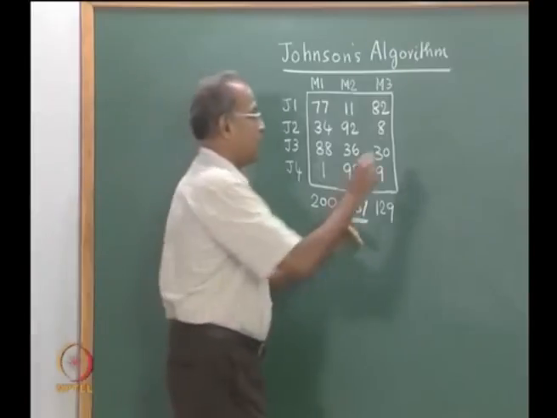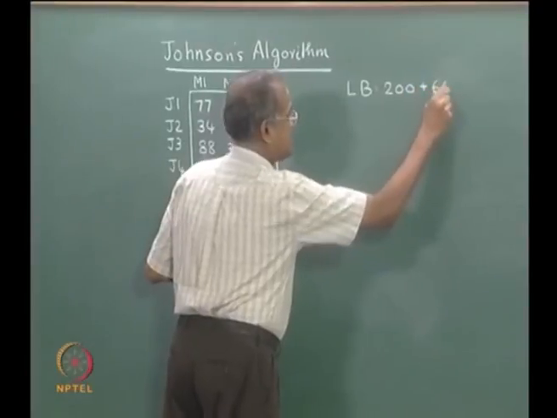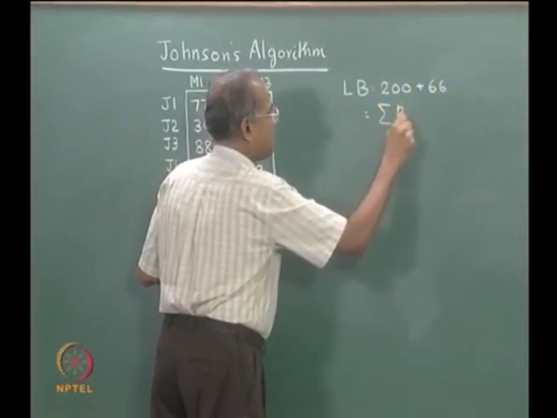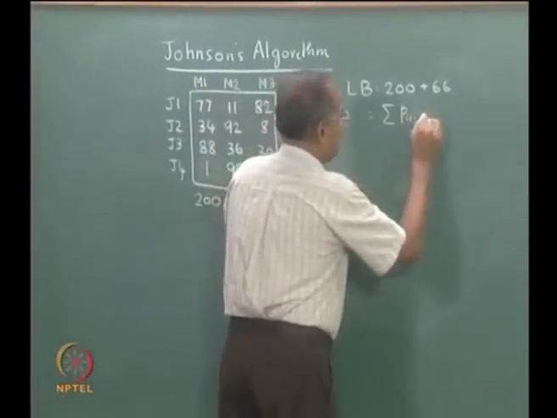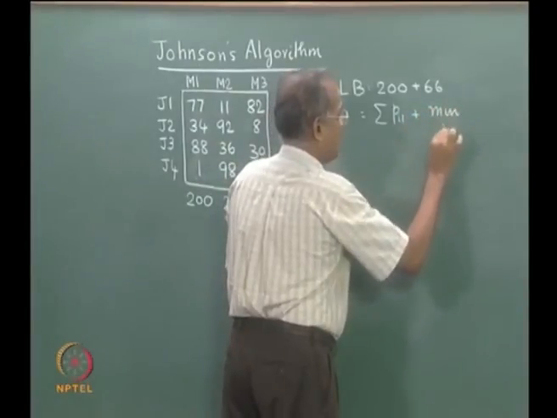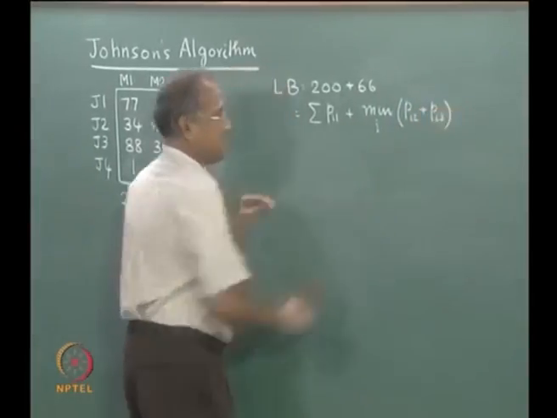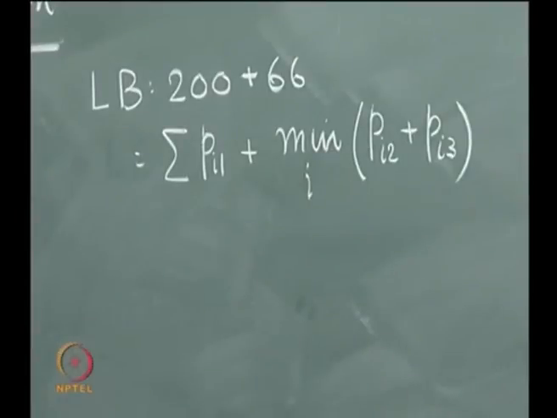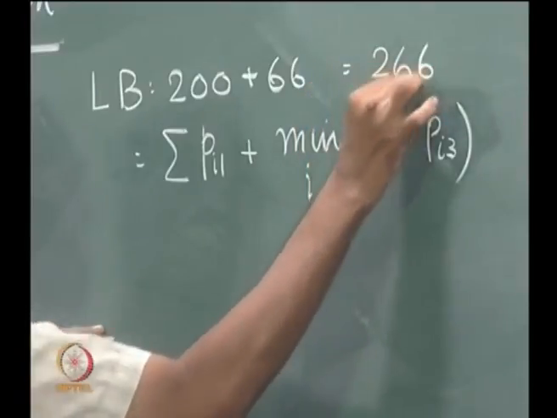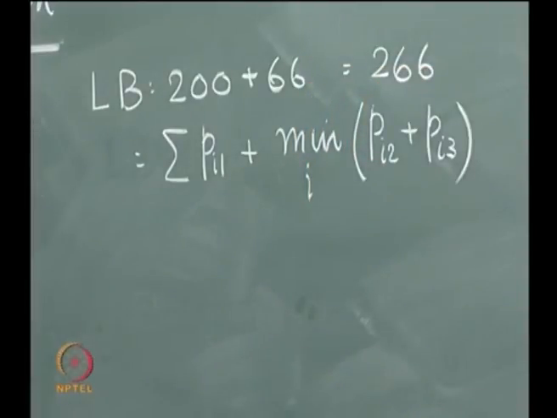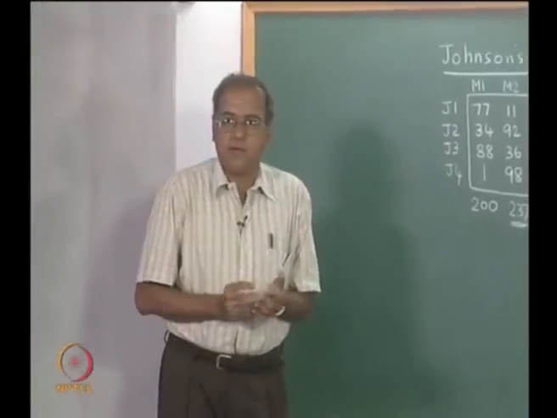So, the lower bound on the makespan is 200 plus 66, which is sigma Pi1, the sum of the processing times on machine 1, plus minimum over I, minimum over the jobs, Pi2 plus Pi3, the sum of processing times on machine 2 and machine 3. So, this becomes 266. So, one could say that the makespan has to be 266 or more. Now, this is the lower bound that is computed based on machine 1.